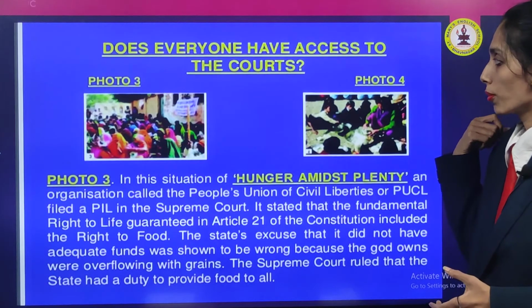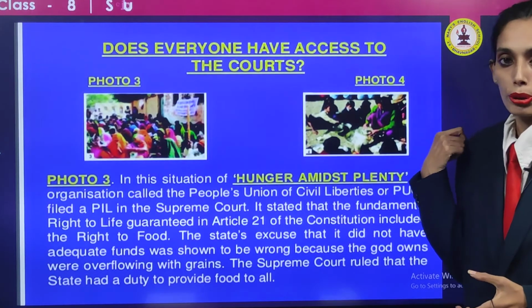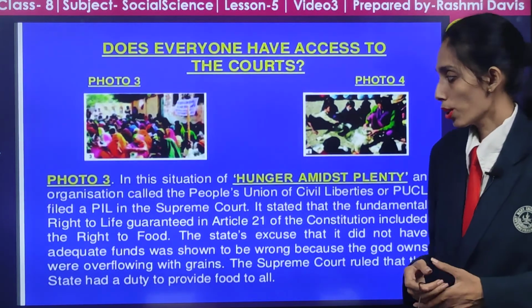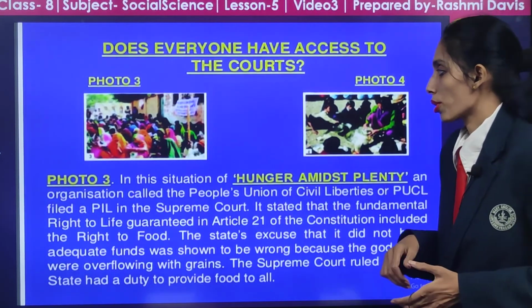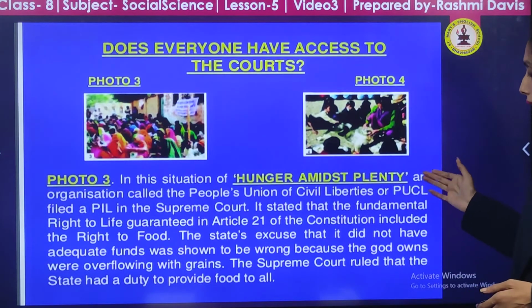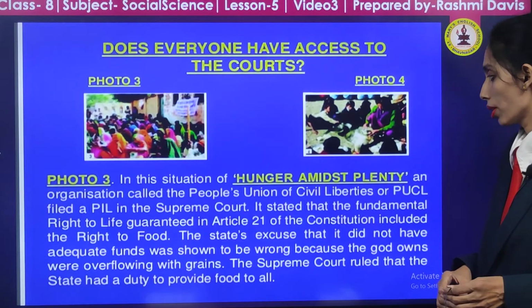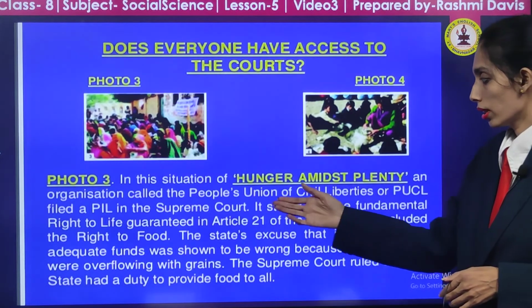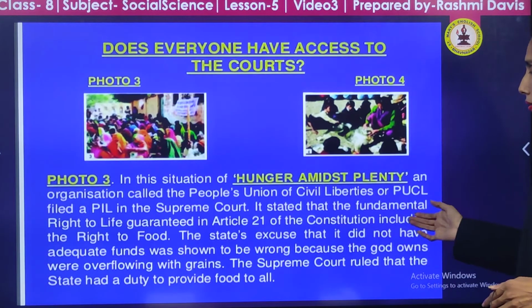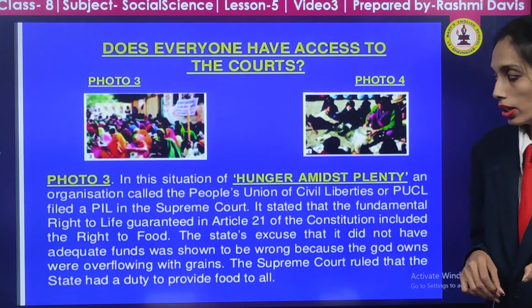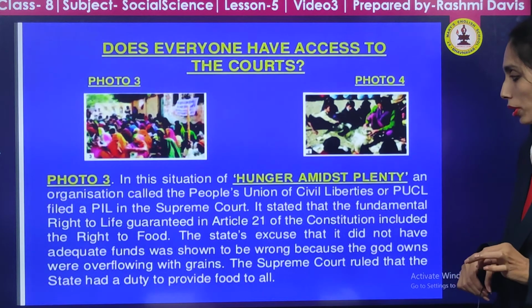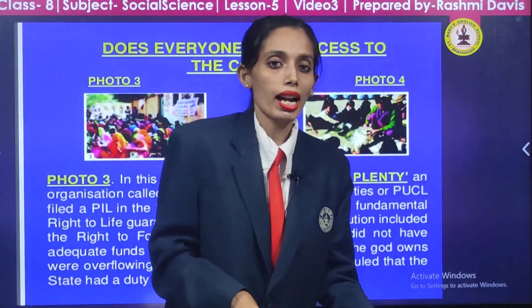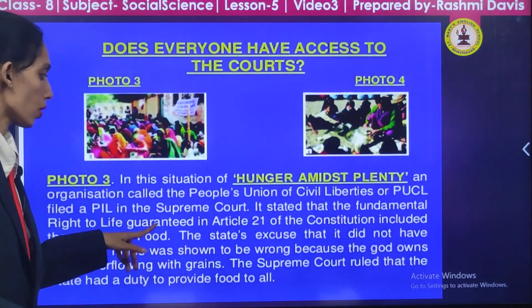In the third photo, you can see there are so many ladies who are sitting for getting justice. In this situation of hunger amidst plenty, an organization called People's Union of Civil Liberty, that is PUCL, filed a PIL in the Supreme Court. It stated that the fundamental right to life guaranteed in Article 21 of the Constitution includes the right to food.